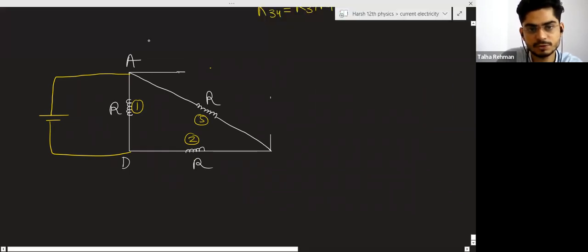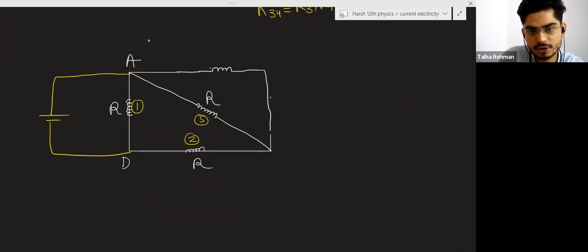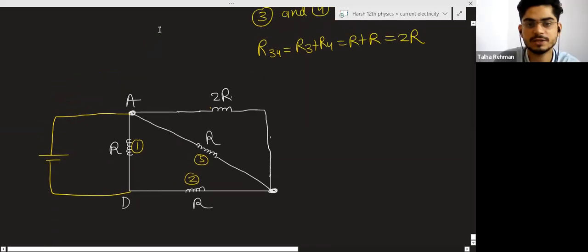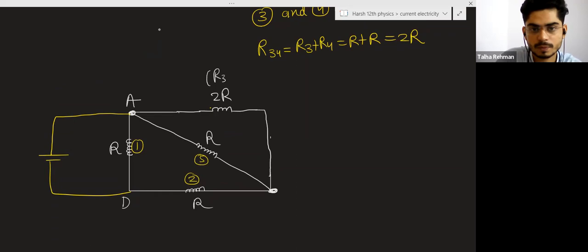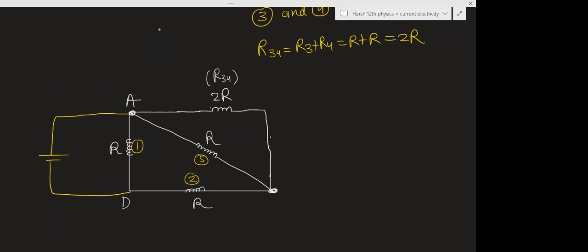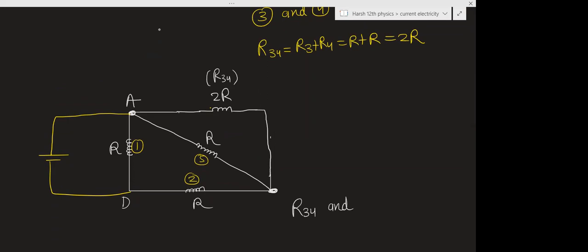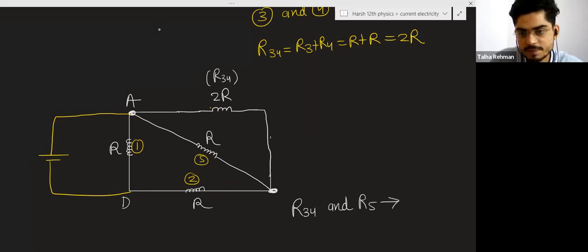Identification is very, very important. You have to identify whether the resistances are connected end to end. Now Harsh, you can see this end and this end. This is resistance 2R and I am giving it a name R34. So see this 2R and this R are connected end to end. So you can say this resistance R and 2R are connected in parallel. So you can write here R34 and R5 are in parallel.